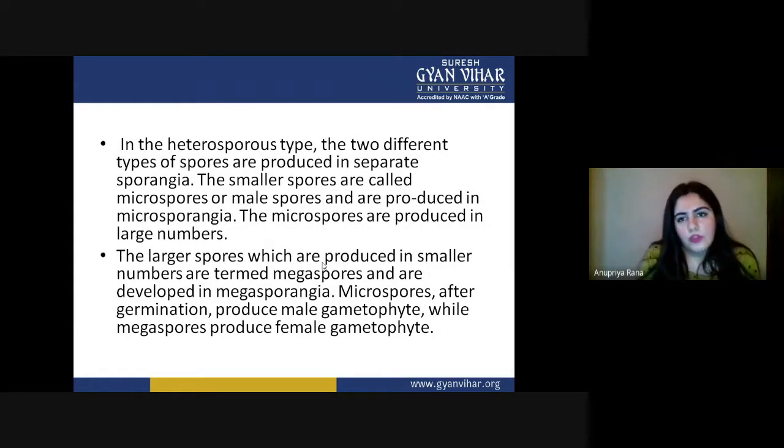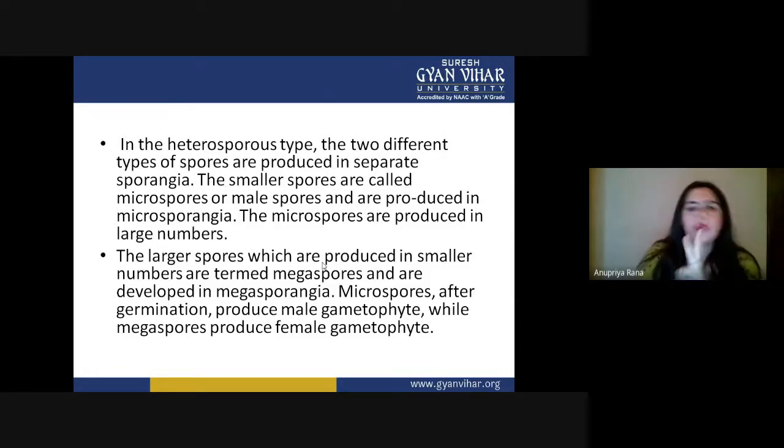In the heterosporous type, two different types of spores are produced in separate sporangia. So there's a condition in the heterosporous life cycle. We have to produce different kinds of spores in different sporangia also. We cannot produce both kinds of spores inside one sporangium. They have to be produced in different sporangia. Like the smaller spores inside the pteridophyte, we call them microspores. Microspores are called male spores, and they are produced in the microsporangia.